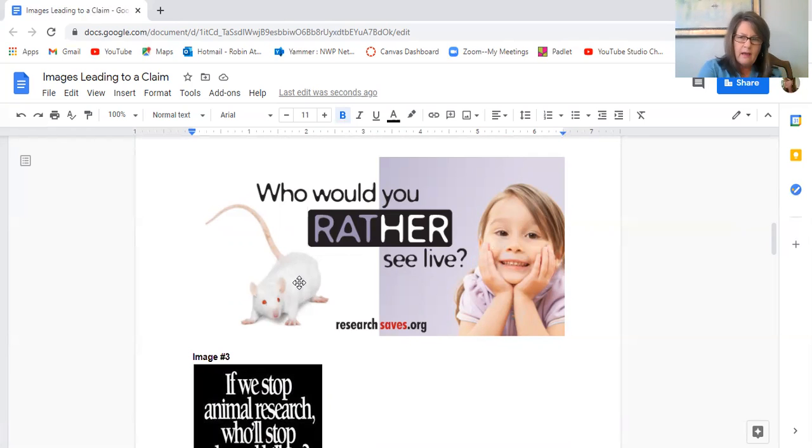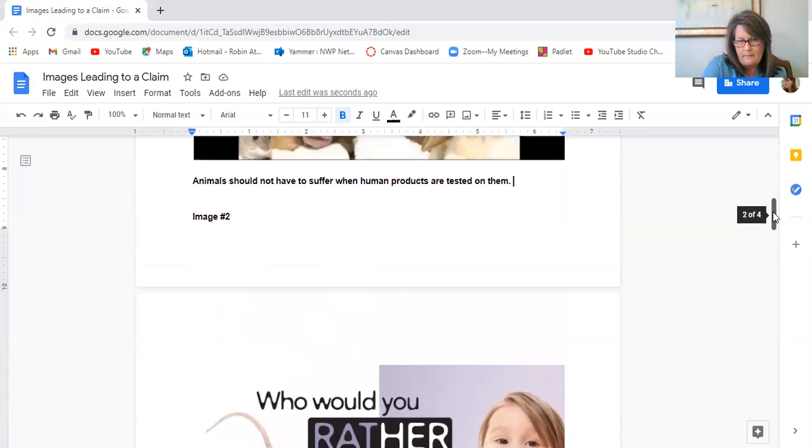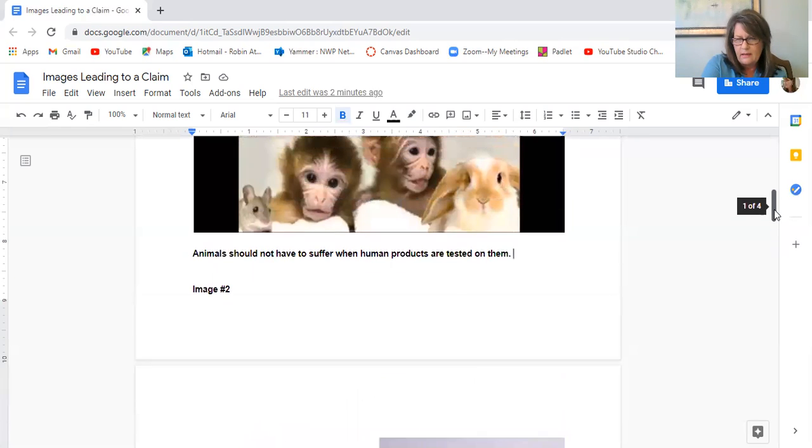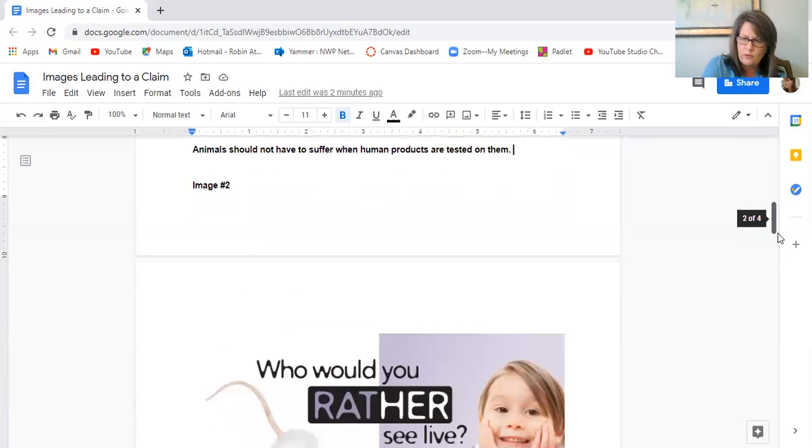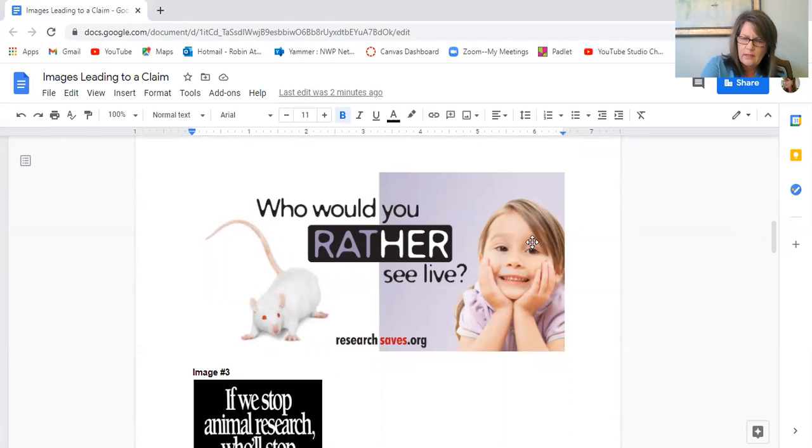So now I'm thinking, if I look at my claim from yesterday, animals shouldn't have to suffer. And I also want to relook at this image because of drugs. So maybe a drug was tested on an animal that would ultimately save her life. And of course, I might have my students do a turn and talk. So turn to your neighbor and talk about this image. What are you thinking now? Has your thinking changed from yesterday?